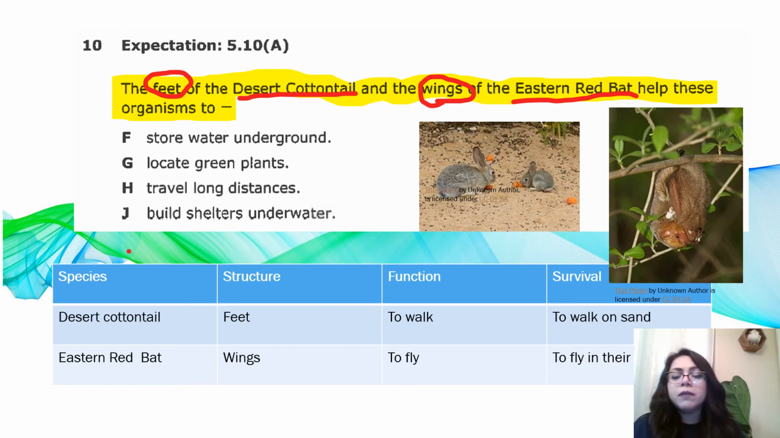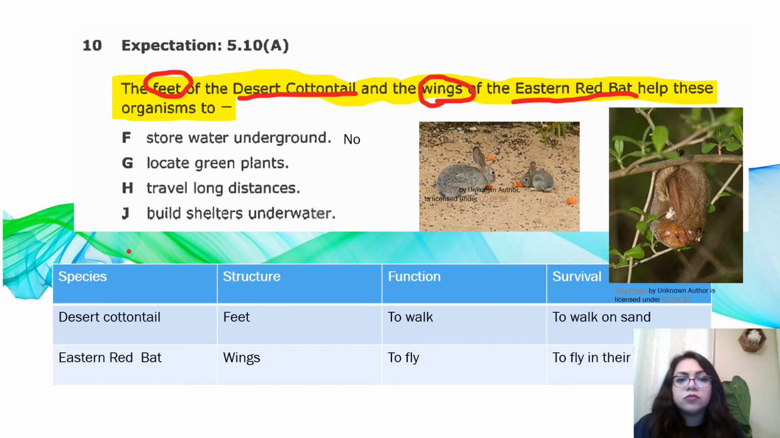After I create my chart, I'm going to look at my answer choices and think which answer choice best explains the function of these structures. Letter F says, store water underground. They're not plants, they're not storing water. The feet and the wings are so they can move in their environment, not to store water. It is not letter F.